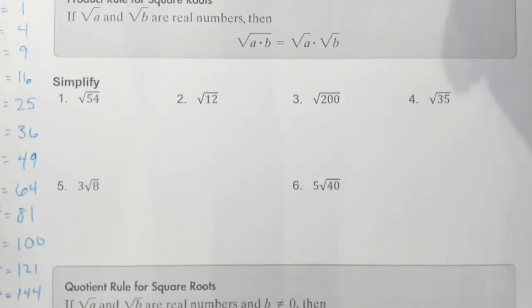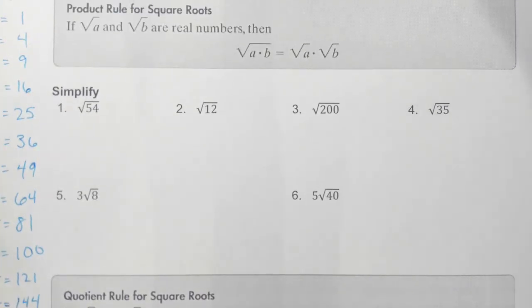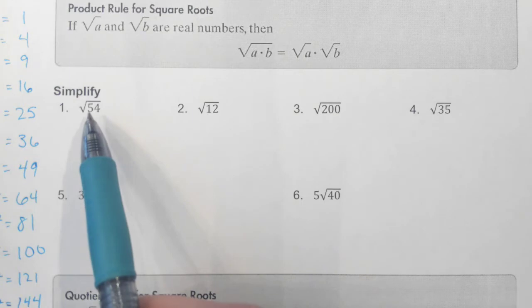But to simplify a radical, all you got to do is just figure out, is there a perfect square that divides it? And if it does, do that division and simplify until there are no more perfect squares that divide it other than 1. So let's look at our first example, 54.